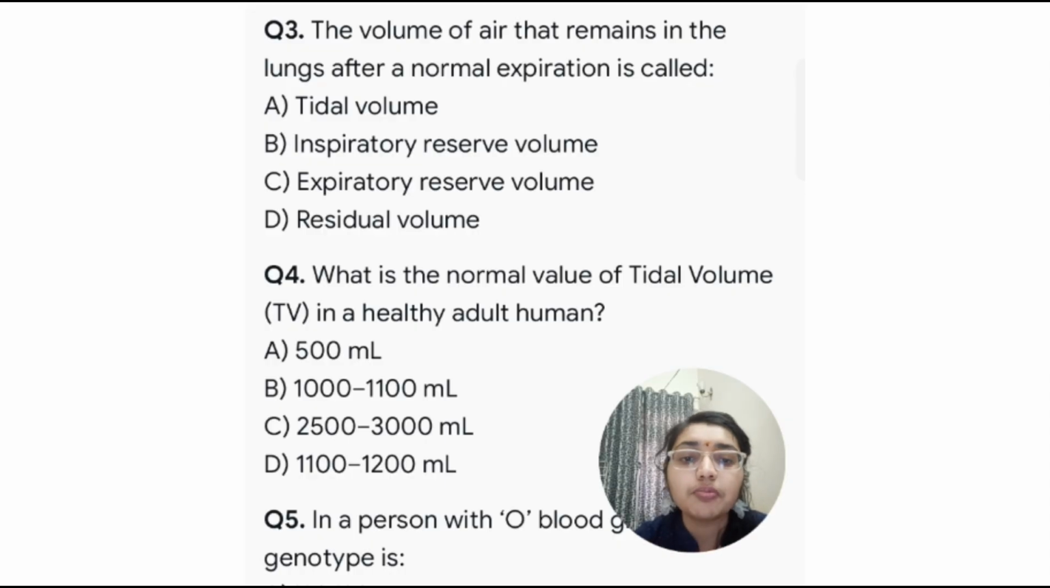Then what is the normal value of tidal volume in a healthy adult human? That is 500 ml. Now I have made a video on all the respiratory volumes. You can go and watch on BioMindscape. Now moving on to the next question.